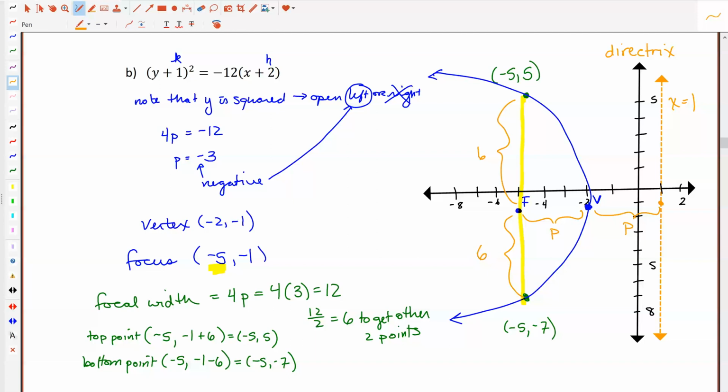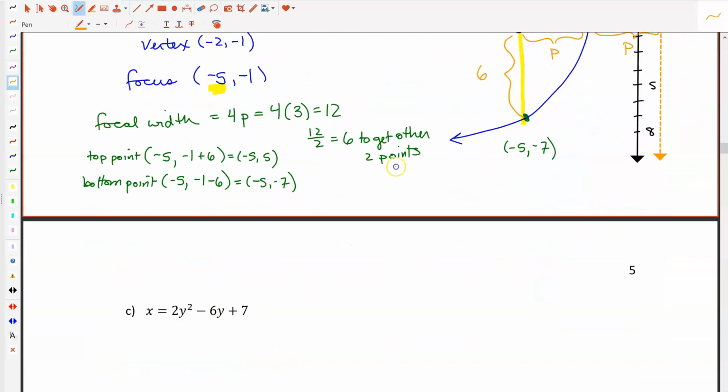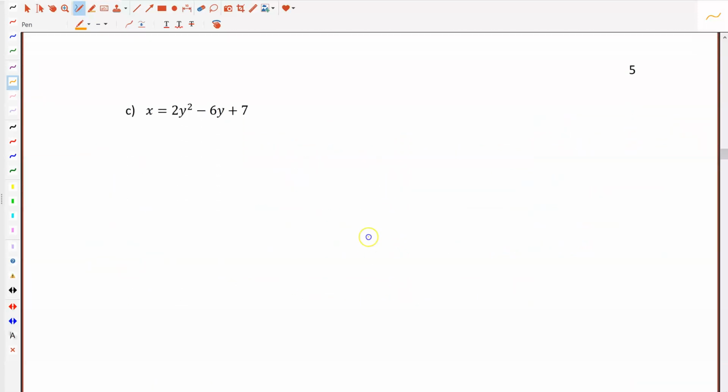Alright, so there was one where we didn't have the vertex at the origin. It's opening up to the side, doing all sorts of cool stuff. Last example: we're going to be given the equation and we need to come up with the parabola and all these features. For this one, x is equal to 2y squared minus 6y plus 7.